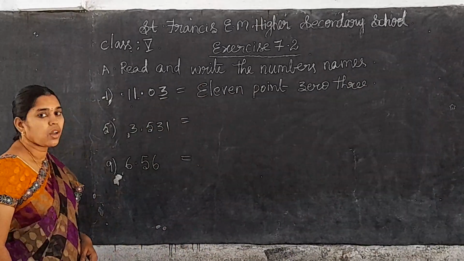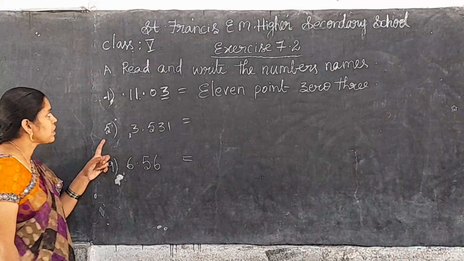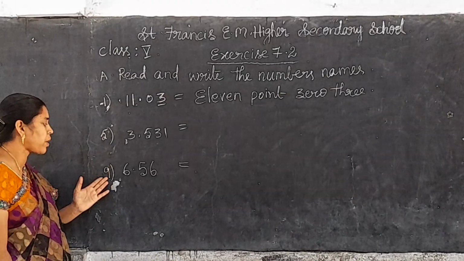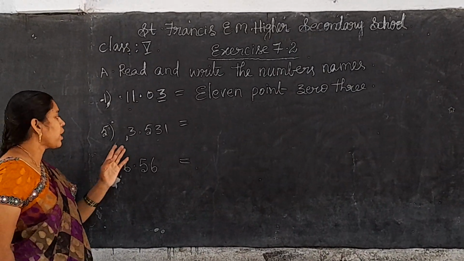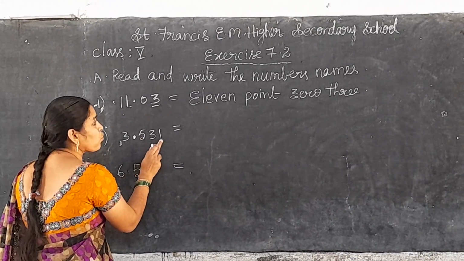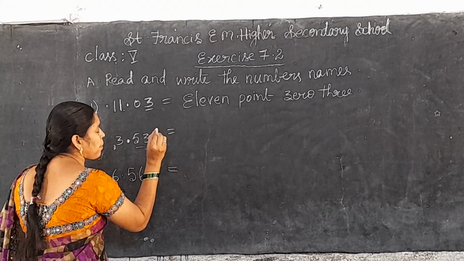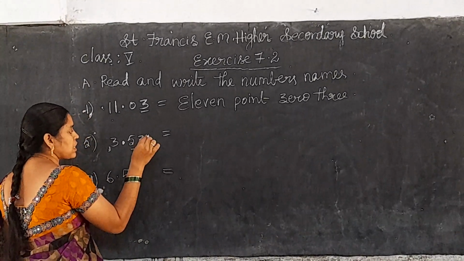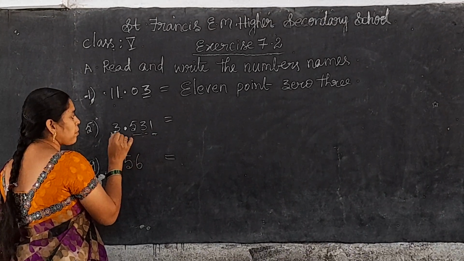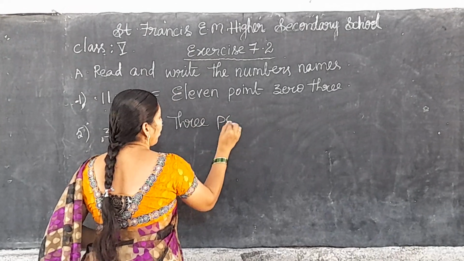That's all. Okay, children. And now I am going to explain the fifth one. This is part A. Total 9 sums are there. Out of 9, I am going to explain 3 sums. Okay. See, 3.531. After the point, I am reading the numbers separately. This is the tenths, this is the hundredths, and this is the thousandths. This can be written as 3.531.